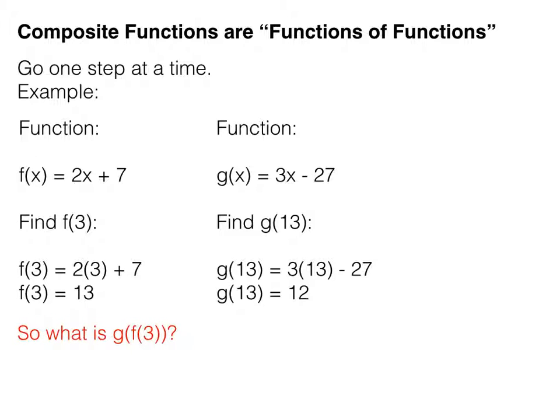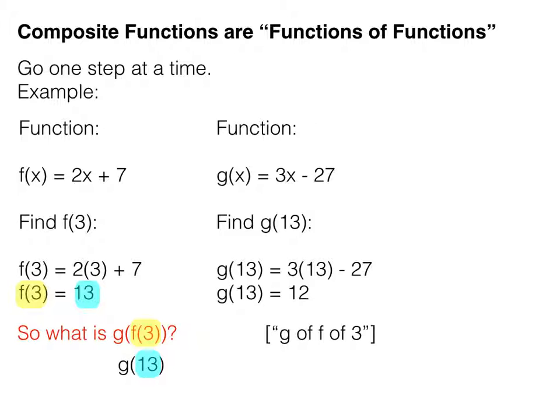But what if we were asked to find g of f of 3? Looks very confusing. But if we just think of this one step at a time, we're finding g of f of 3, meaning that f of 3 is going to be our input. All we have to do is find f of 3, and then we use that as our input. So f of 3 we know is 13. So g of f of 3 is the same thing as g of 13, because that's what f of 3 is. So instead of f of 3, we write 13.